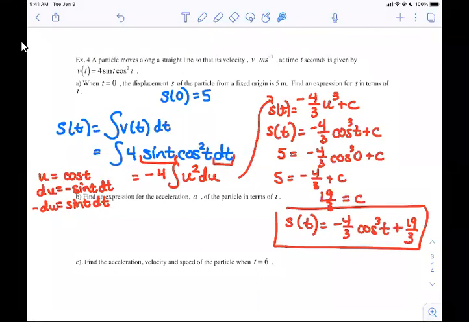I'm not dividing by -4/3. I added, yeah, no, I added.